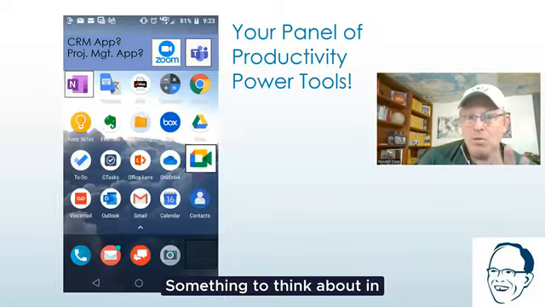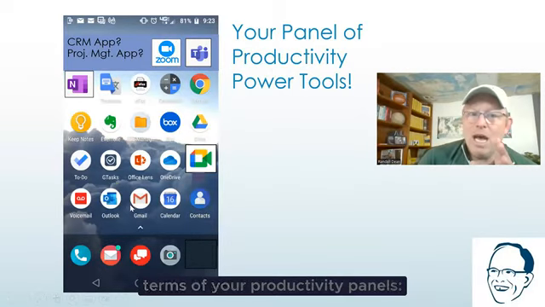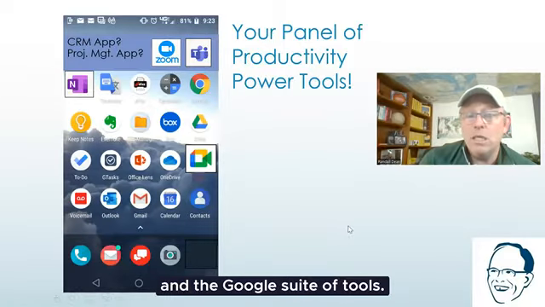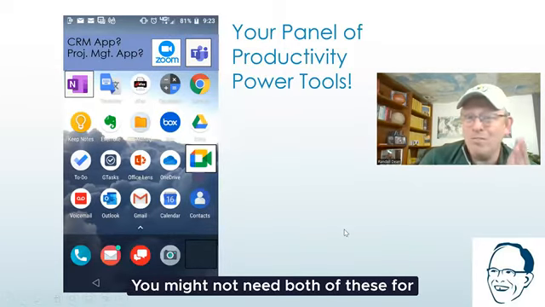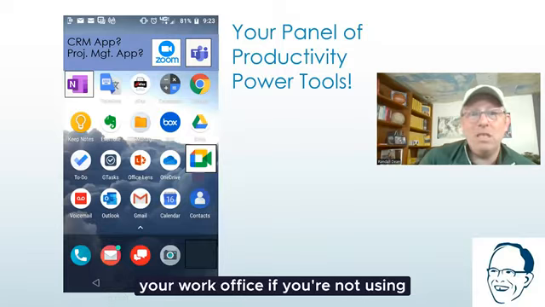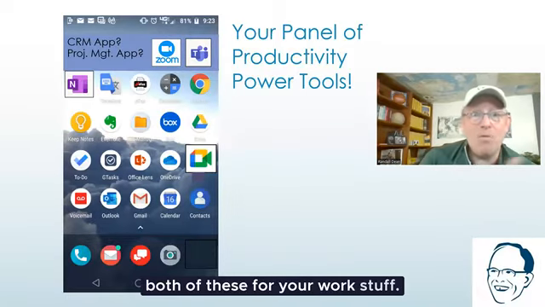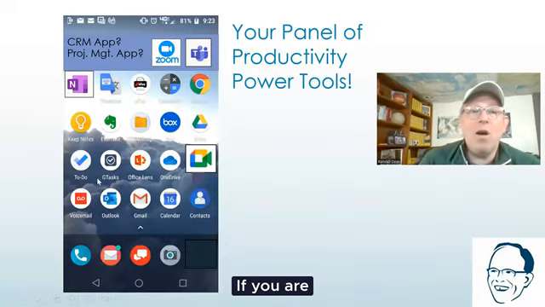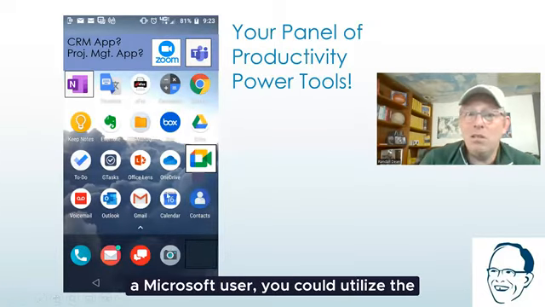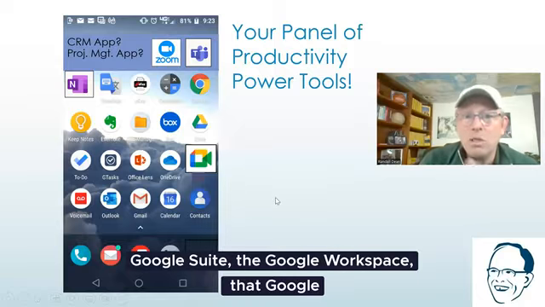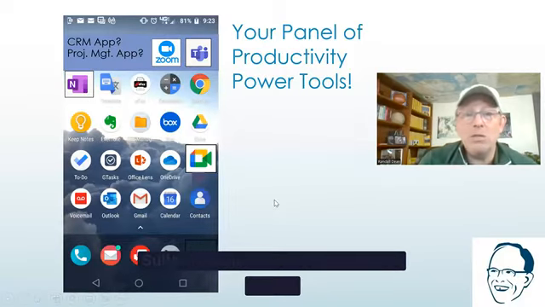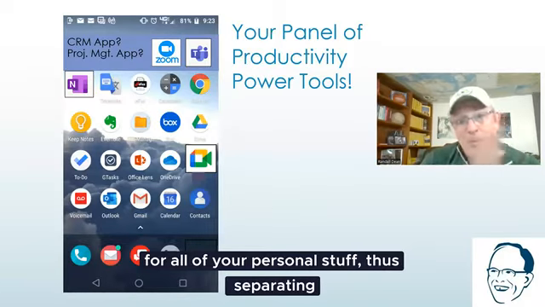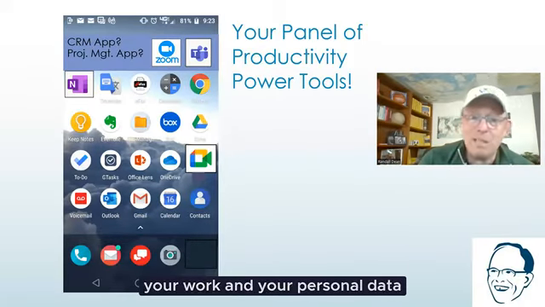Now, an interesting little thing here, something to think about in terms of your productivity panels. I'm showing you both the Outlook suite and the Google suite of tools. You might not need both of these in your work office if you're not using both for your work stuff. Although, interesting little counterpoint, if you are a Microsoft user, you could use the Google Workspace suite of tools for all your personal stuff, thus separating your work and your personal data streams.